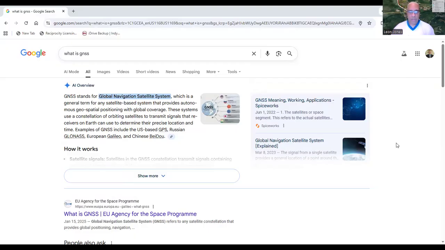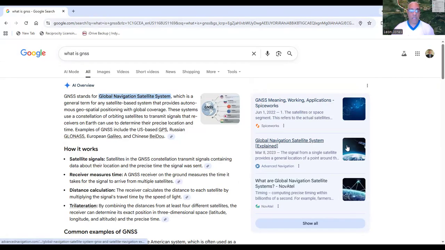Now, GNSS stands for Global Navigation Satellite System, which is a general term for any satellite-based system that provides autonomous geospatial positioning with global coverage. These systems use a constellation of orbiting satellites to transmit signals that receivers on Earth can use to determine their precise location and time. Examples of GNSS include the US-based GPS, Russian GLONASS, European Galileo, and Chinese BeiDou.